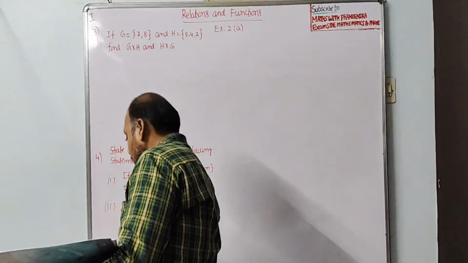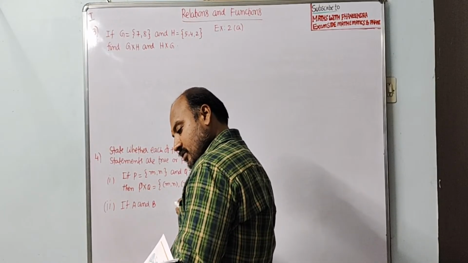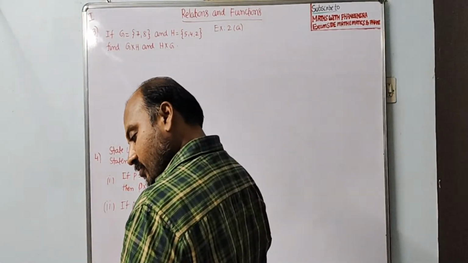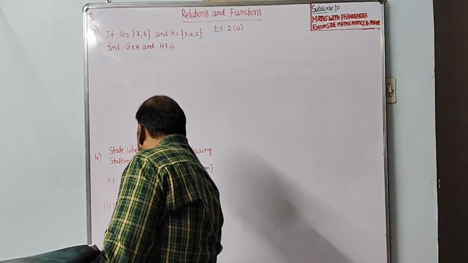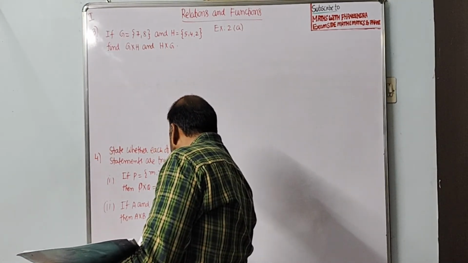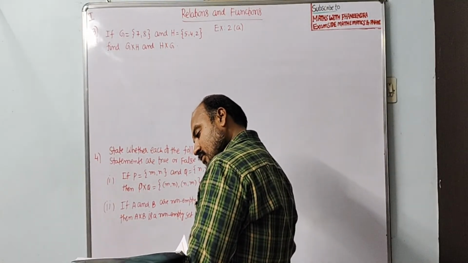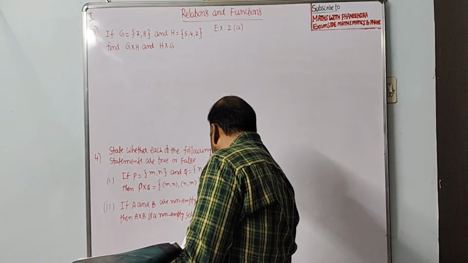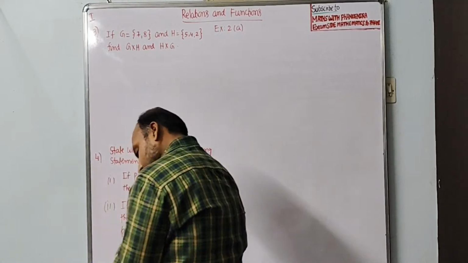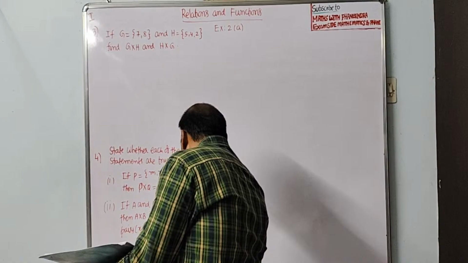Second one, if A and B are non-empty sets, then A cross B is a non-empty set of ordered pairs x comma y such that x belongs to A, y belongs to B.